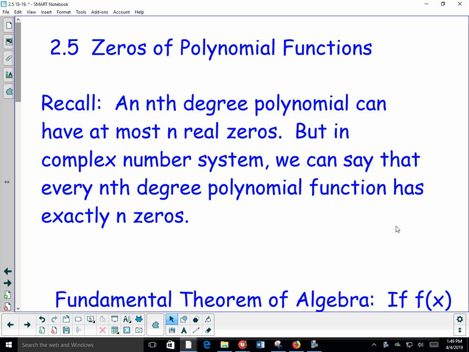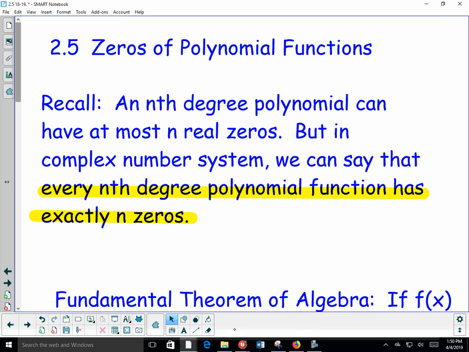Okay, so recall that an nth degree polynomial can have at most n real zeros, but in the complex number system we can say that every nth degree polynomial function has exactly n zeros. So I'm going to underline that important part for you. That is that every nth degree polynomial function has exactly n zeros.